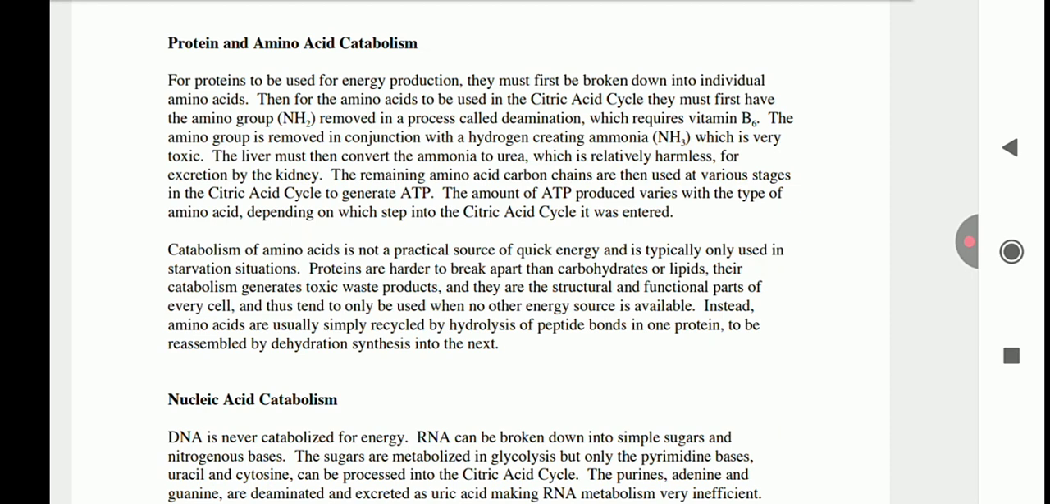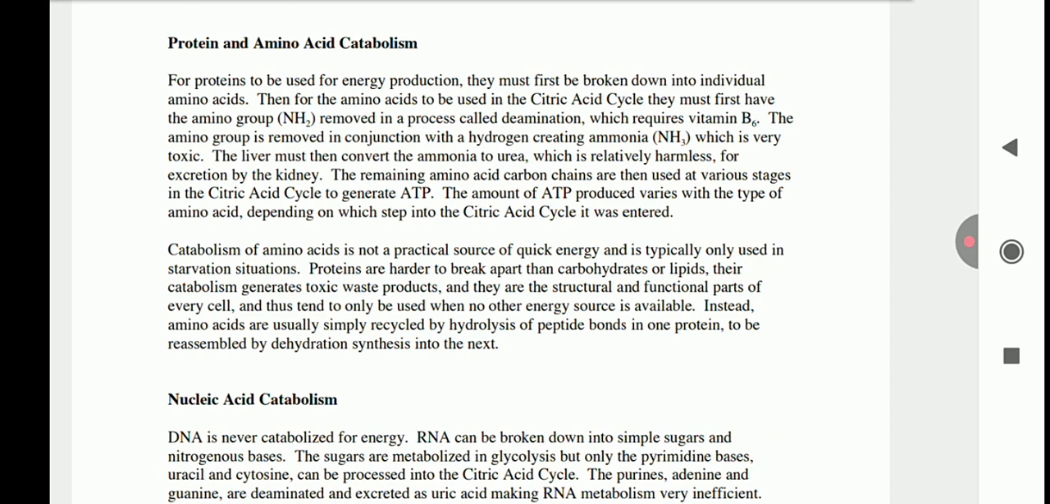Catabolism of amino acids is not a practical source of quick energy. It is typically only used in starvation situations. Proteins are harder to break apart than carbohydrates or lipids. Their catabolism generates toxic waste products, and they perform functions that are part of every cell, and thus tend to only be used when no other energy source is available. Instead, amino acids are usually simply recycled by the hydrolysis of peptide bonds in one protein to be reassembled by dehydration synthesis into the next.